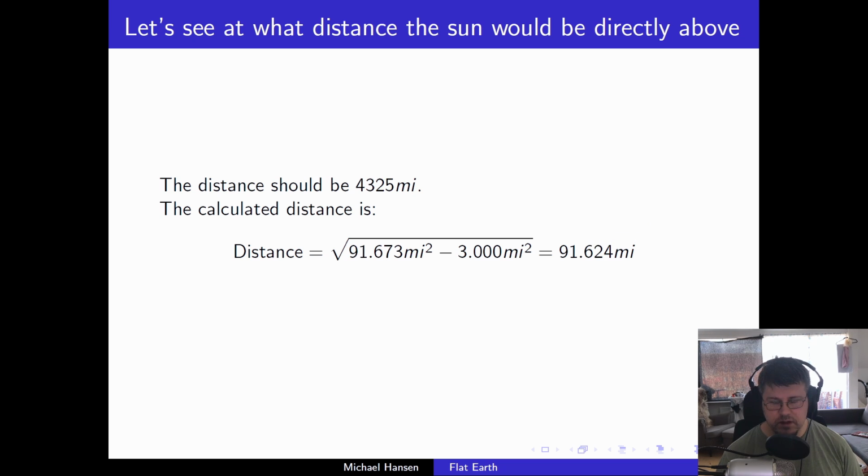So, our guy in Africa, which is 4,325 miles away, is actually 91,624 miles away, if he is to see the sun directly above him. Or he doesn't see the sun directly above him, he just sees something else. No, as you can see, it simply doesn't work out.